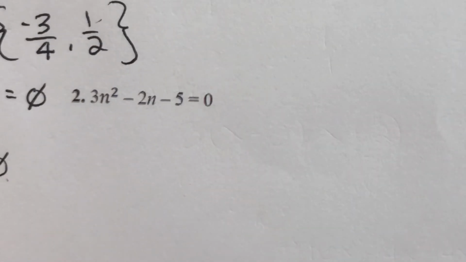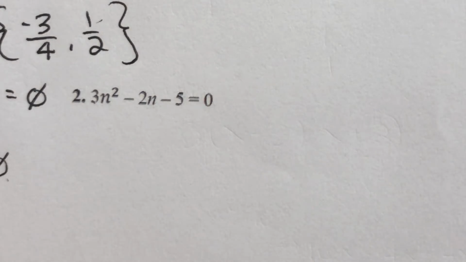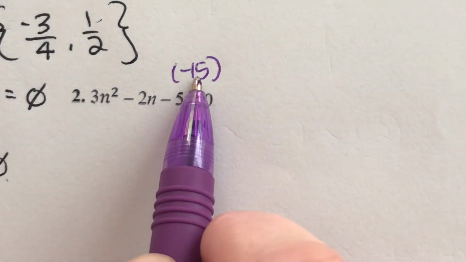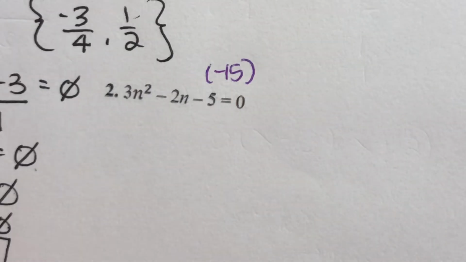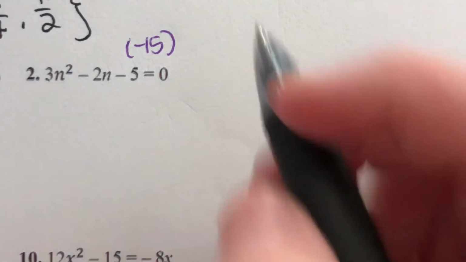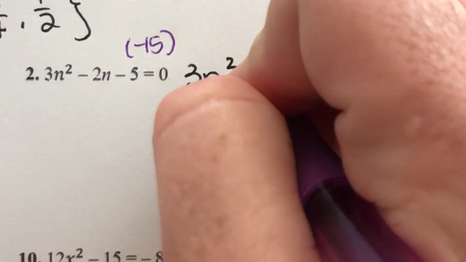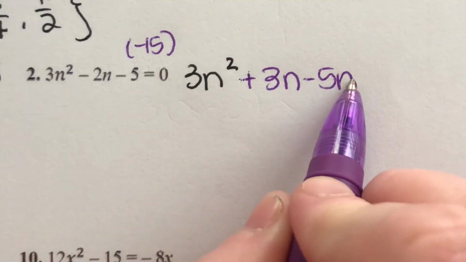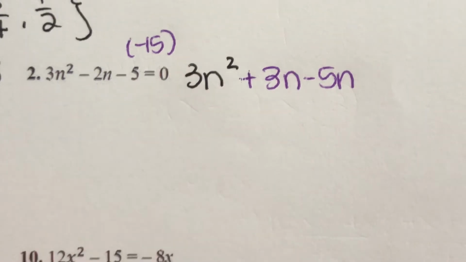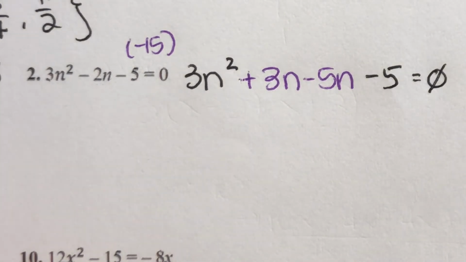Okay, next one. All right, we're going to multiply the first number times the last number. So 3 times -5 is -15. The factors of -15 that add up to -2 are -5 and +3. I'm going to rewrite this here: 3n squared, plus 3n minus 5n, which together is equal to -2n, minus 5 equals 0. Okay, so far so good.